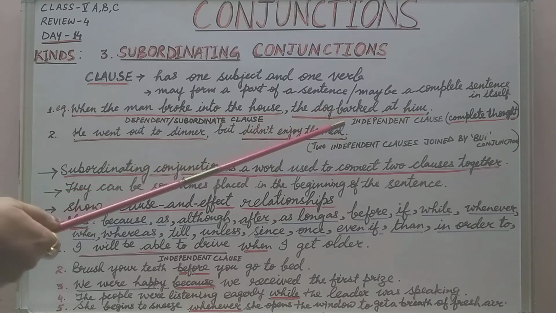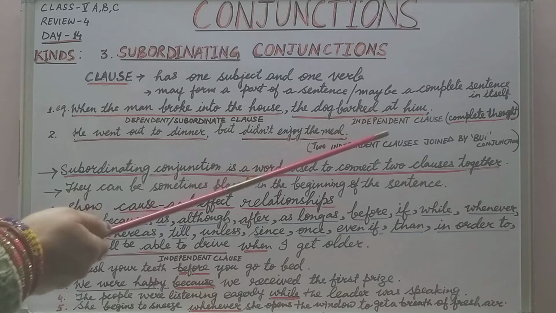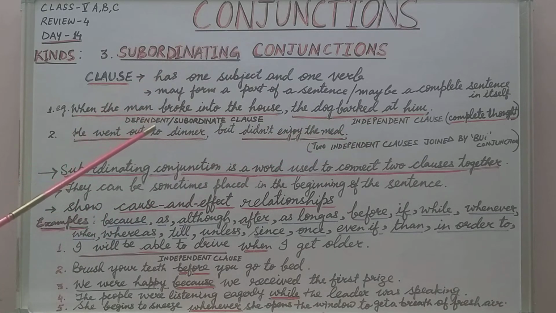The dog barked at him, this is a complete thought in itself. So this is an independent clause. Whereas the first part is dependent on the dog barked at him. So this will be a subordinate clause or dependent clause.